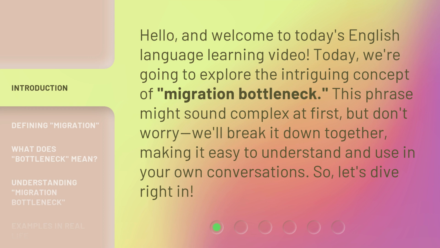Today, we're going to explore the intriguing concept of migration bottleneck. This phrase might sound complex at first, but don't worry, we'll break it down together, making it easy to understand and use in your own conversations. So, let's dive right in.